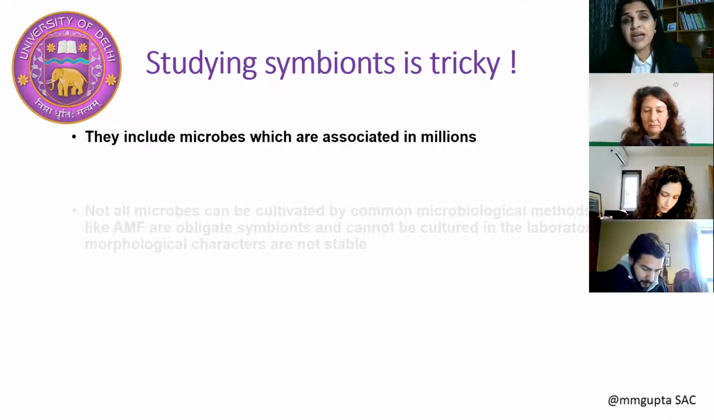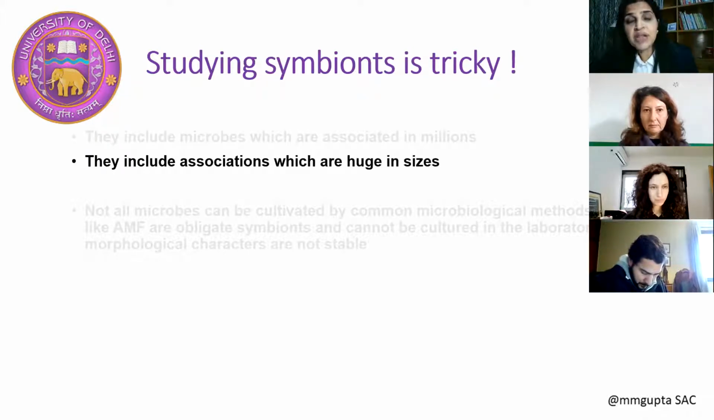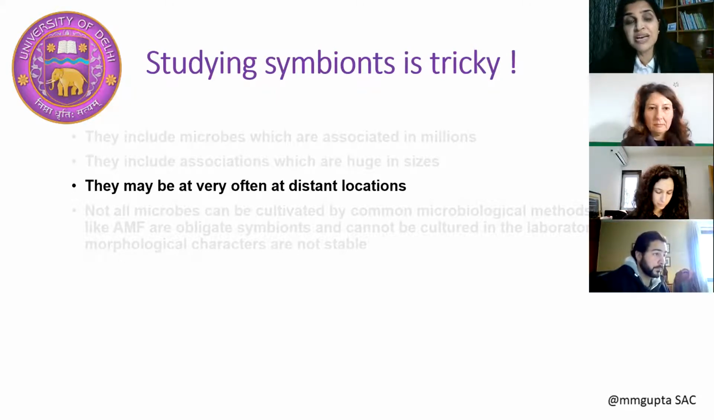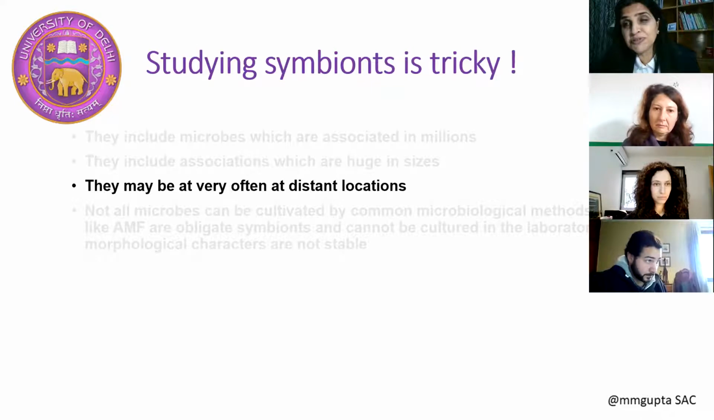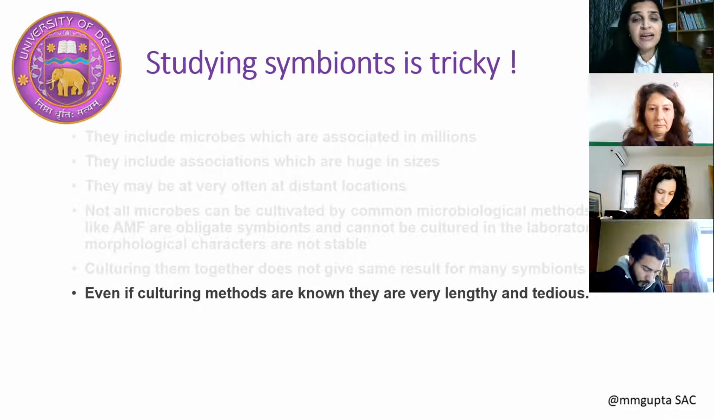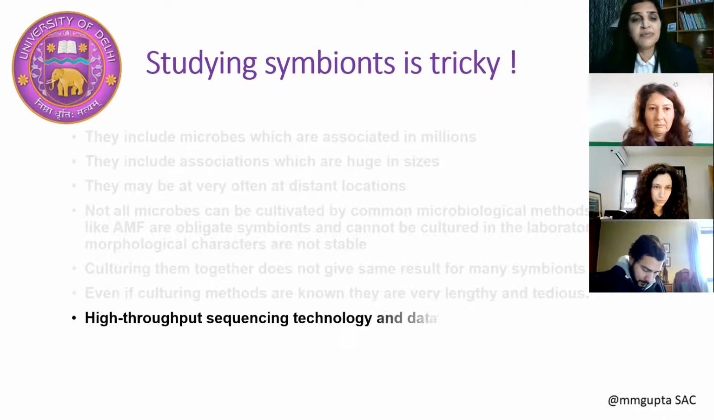In the same way, when we talk of interactions that include millions of microbes, they vary in size. They are very often huge when we look at them in the marine environment, and they are at very distant locations. Maybe for lichens, you might be studying lichens from the tundra region or Antarctica. So they vary from region to region, and culturing them together very often gives different results for different symbionts. And even if we try culturing them, the methods are very lengthy and tedious.